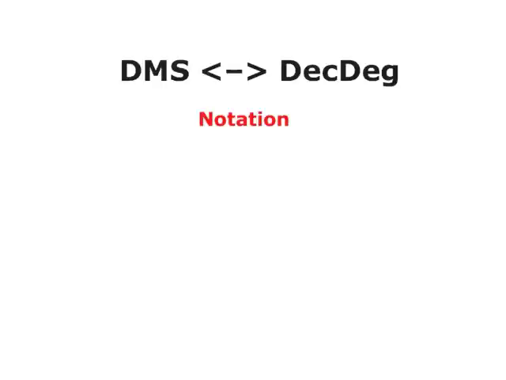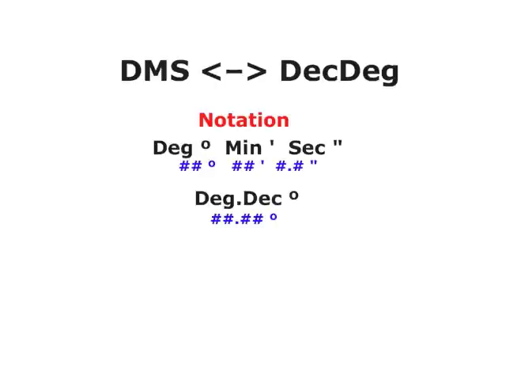For degrees, minutes, and seconds, we use the notation: degree symbol, an apostrophe for minutes, and a quotation mark for seconds. Since there is no unit smaller than seconds, they will sometimes have a fractional portion, or in other words, seconds will sometimes be decimal seconds. For decimal degrees, we simply use the degree symbol, and the number can have a decimal if needed to show the fractions of a degree.